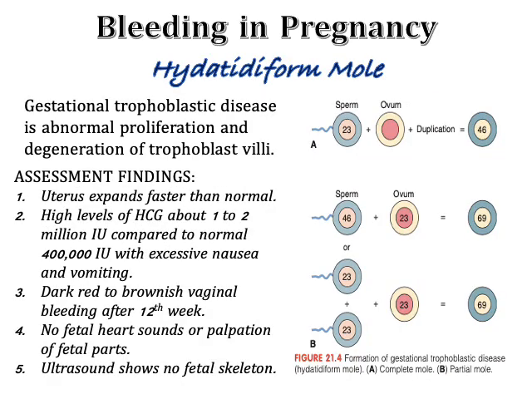The next is hydatidiform mole or H-mole. Sometimes it's also called gestational trophoblastic disease. Okay, so in H-mole, there is also bleeding in pregnancy, but when is the usual time of bleeding here? In the second trimester. In H-mole, there is abnormal proliferation and degeneration of the trophoblast villi. Okay, why does that happen?